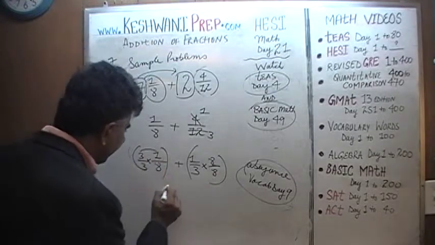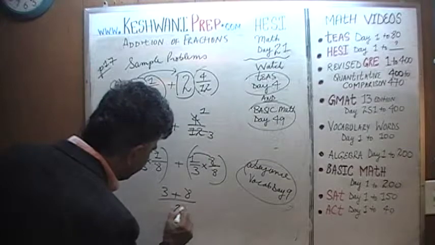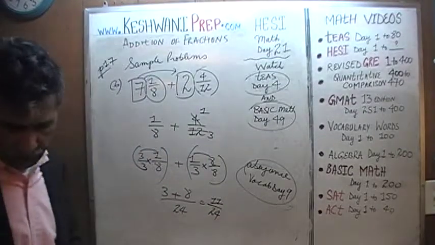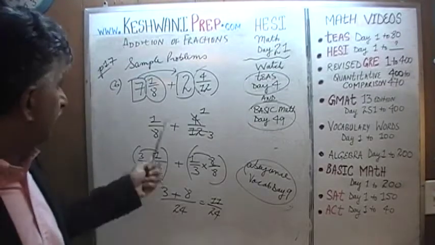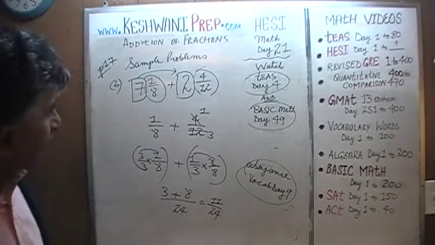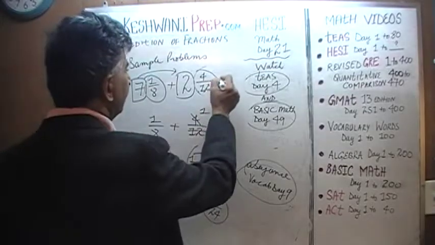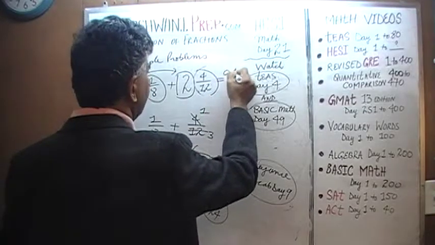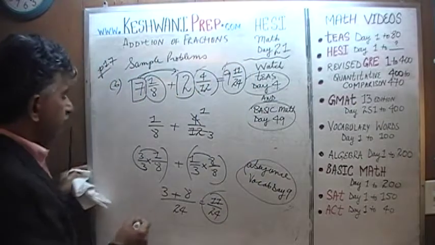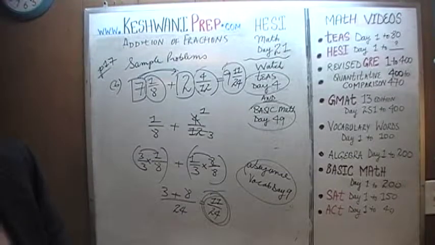So here we end up with 3 times 1, which is 3. Here we end up with 1 times 8, which is 8, over 24, and we end up with 11/24. That's it, we are done. And then 7 plus 2 is 9, so the final answer is going to be 9 and 11/24. That's it, because 7 plus 2 is 9, and then 11/24. Let's go on to the next one then.